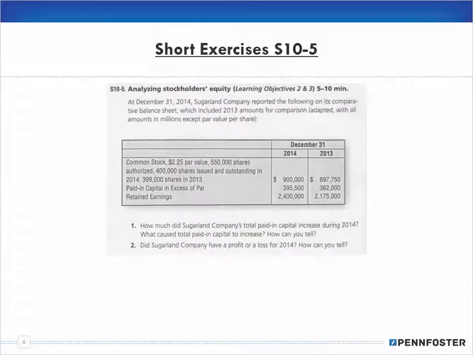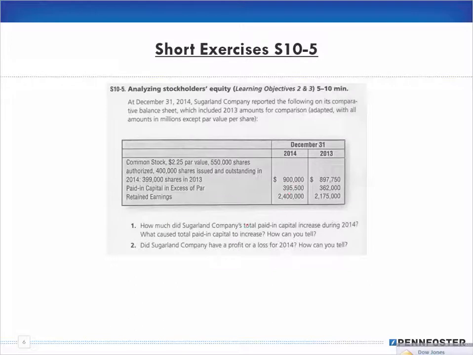Right, 10.5. It says here, at December 31st, Sugarland Company reported the following on its comparative balance sheet, which included 2013 amounts for comparison, adapted with all amounts in millions except for par value per share. All right, so remember, we're looking at these in millions, but we don't need to concern ourselves with those amounts being in millions. So how did Sugarland Company's total paid-in capital increase during 2014, and what caused total paid-in capital to increase, and how can you tell? Right.